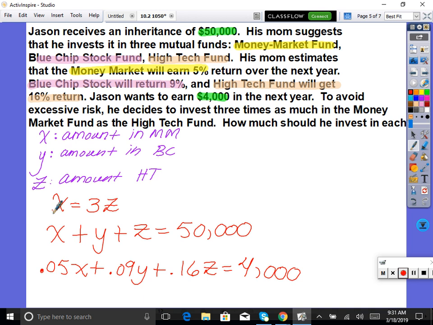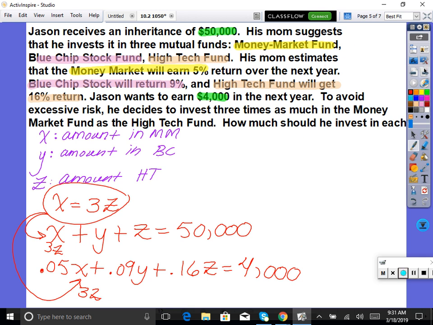So I would just substitute. I would take this and plug that in wherever there's an x. I'm going to put a 3z, and then same down here. And then don't you have all equations with y's and z's only? Personally, I would do that.